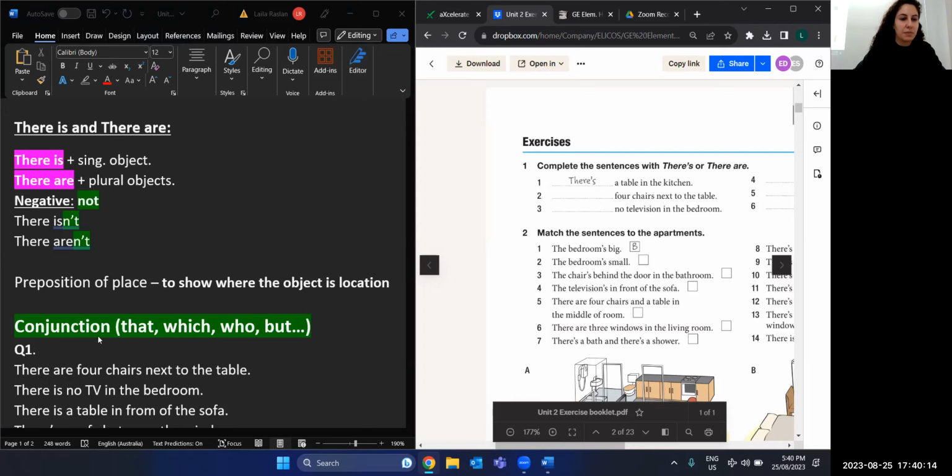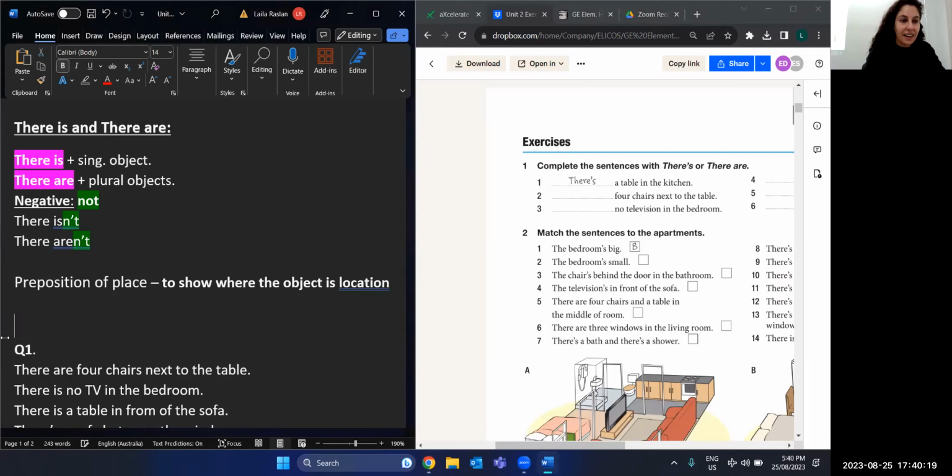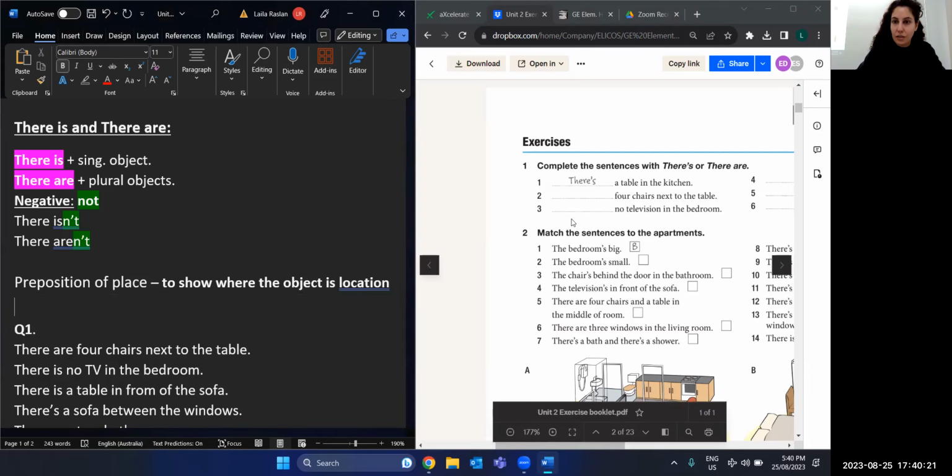What about number two? Yeah, so there are 4 chairs next to the table.